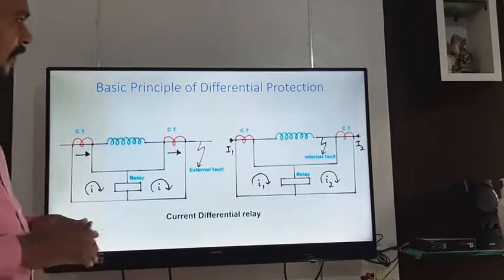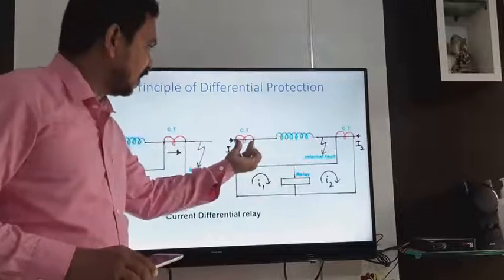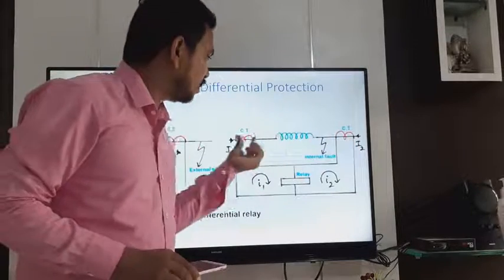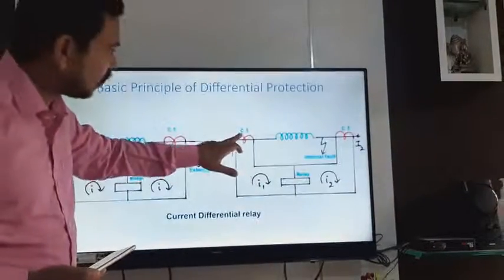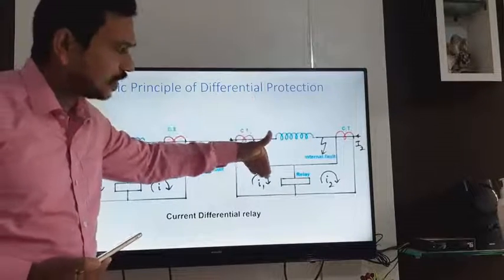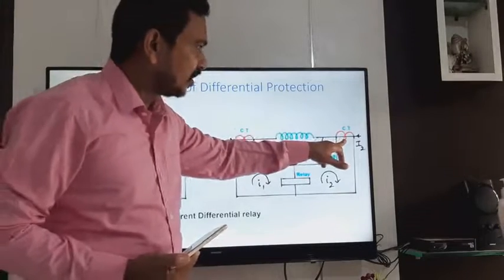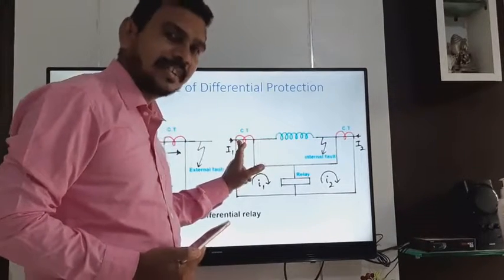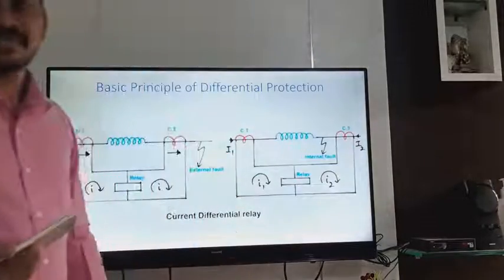As soon as the fault occurs in this protected zone, what happens? The current flowing through CT1 and CT2 is changed. As the primary current of CT1 is changed, the secondary current of CT1 is also changed. Here the primary current is not equal to the primary of CT1. So the I1 and I2 currents are both different.